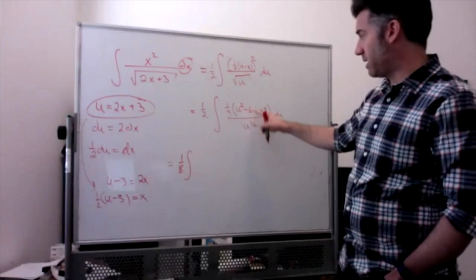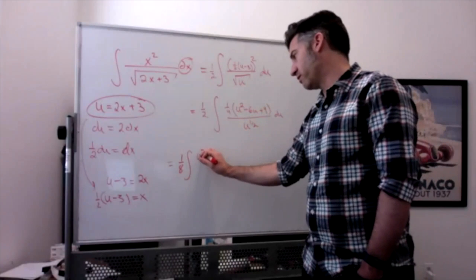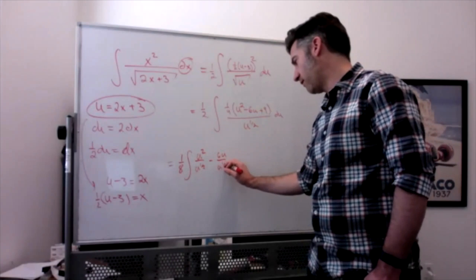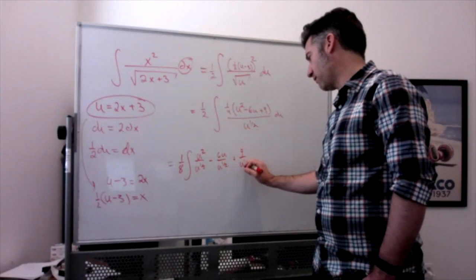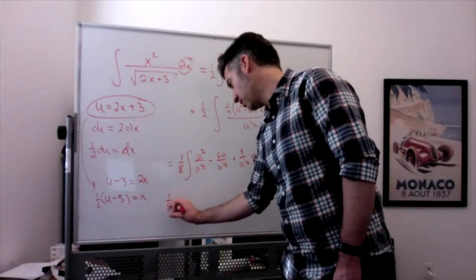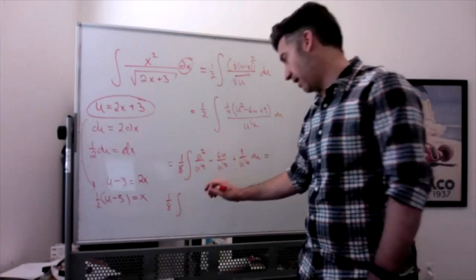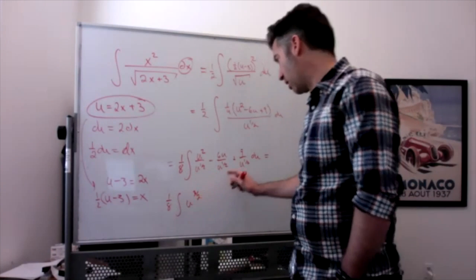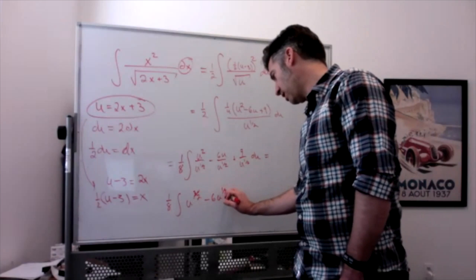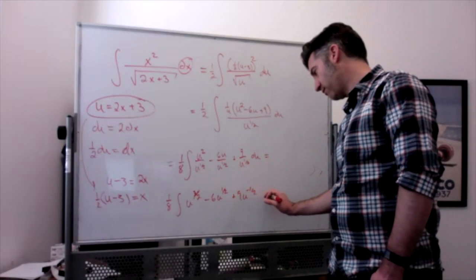And then I would divide each of these things by your single denominator. So u squared divided by u to the 1/2, minus 6u divided by u to the 1/2, plus 9 divided by u to the 1/2. And then we're going to write those all as powers of u. This is going to be 1/8 times the integral of u squared divided by u to the 1/2. You subtract those powers and get u to the 3/2. 1 minus 1/2 is 1/2, so you get minus 6u to the 1/2. And then 9 divided by u to the 1/2 is just 9 times u to the negative 1/2.